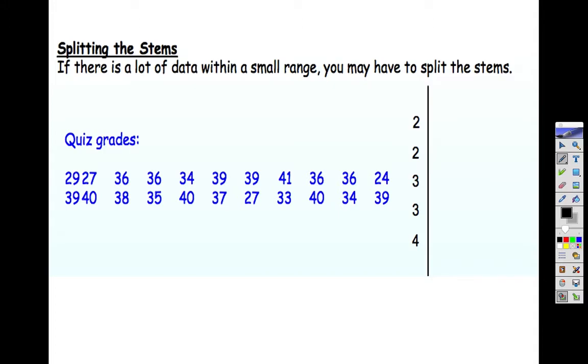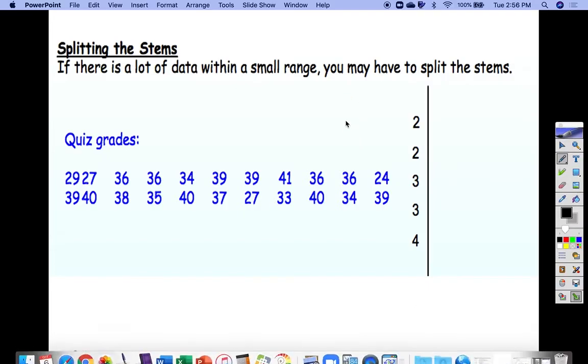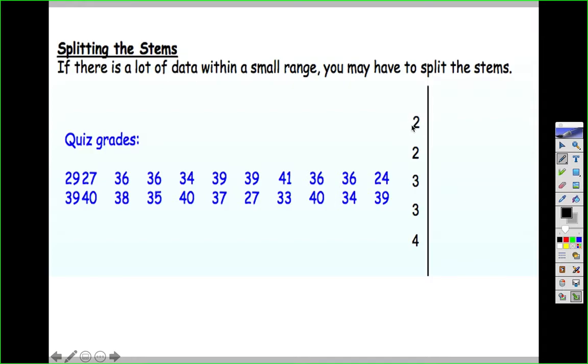On the same data, we could do something called splitting the stems. So what that means is, instead of having all of the 20s be next to the 2, I can split the stems by saying this will be the 20s, but it'll just be for 0 through 4. So this would be for numbers 20, 21, 22, 23, 24. The next 2 would be for 5 through 9. 30s can go from 0 to 4, and then another 3 for 5 to 9. And then the 40s, I don't have a lot of them, so I could just need the 0 through 4.